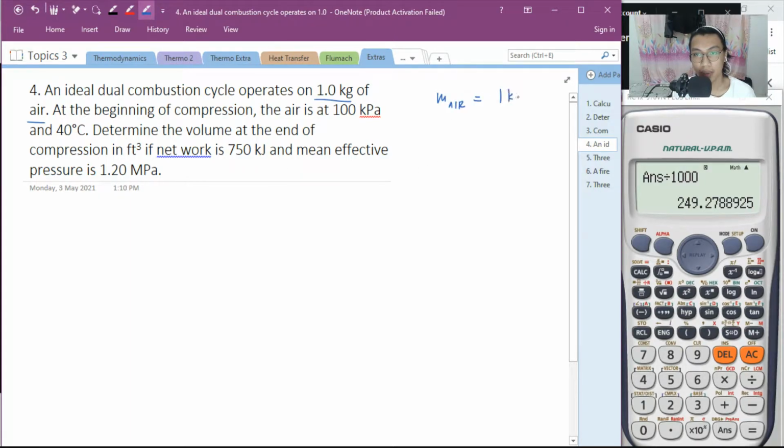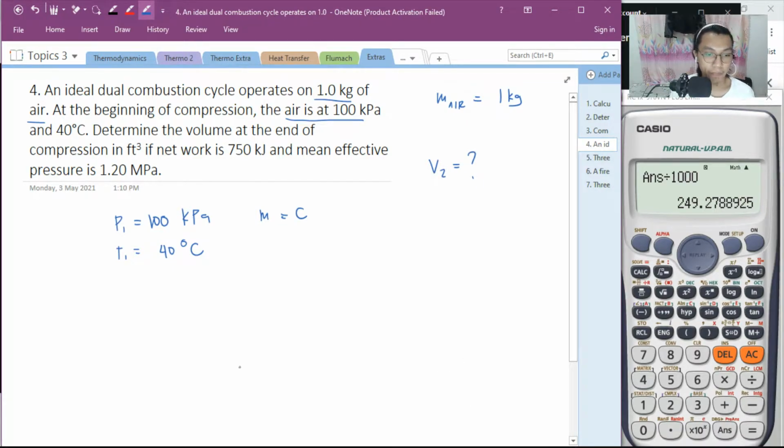1 kg. At the beginning of the compression, air is at, therefore, that is P1, 100 kPa. And the temperature niya is 40 degrees Celsius. So, meron ka ng M. Throughout the system, M is constant. Determine the volume at the end of the compression. So, anong hinahanap? V2.